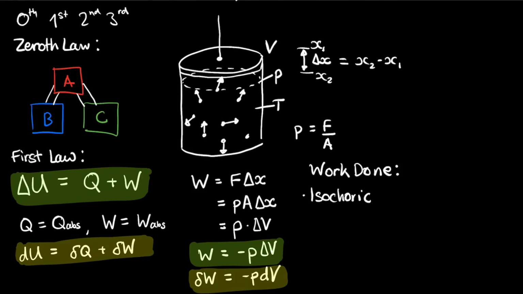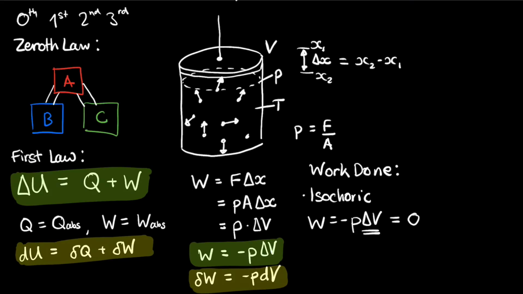What does isochoric mean? Constant volume. And so what's going to happen if we have constant volume? If we can't move this piston at all, if we imagine that we weld the piston in place, then what's going to happen? Well, this term right here, let me just write it out again. We're going to get that W equals minus P delta V. What's the change in volume? It's just going to be 0.